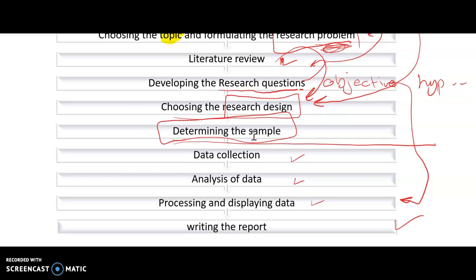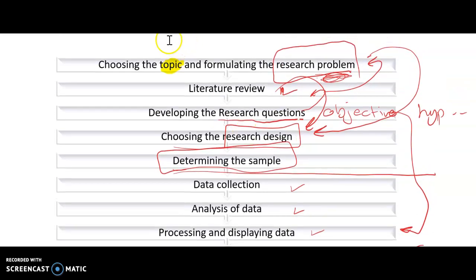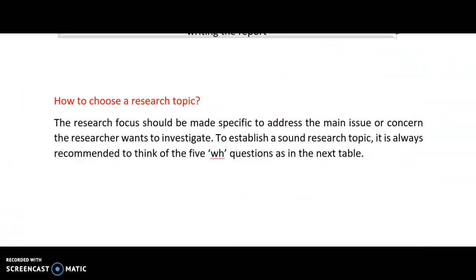Now, today, we'll talk about the research topic, how to choose it, and on what basis you choose your research topic. So today, we are starting with this part of research. Okay, now the research topic should be focused, clear, and specified. You should go into great detail when deciding about your research topic.